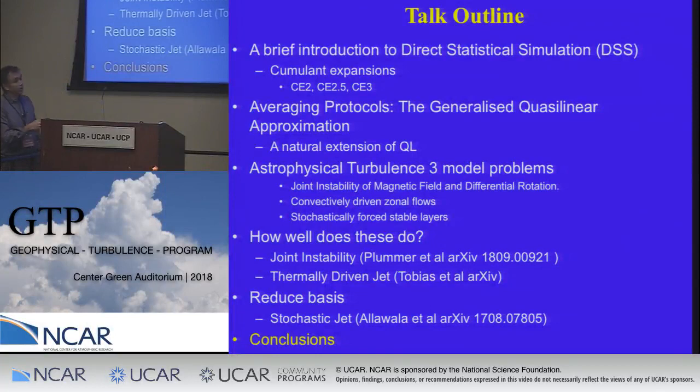I'm then going to try and apply these approximations to probably only one model problem, but I've got three lined up, one of which is the joint instability of magnetic field and differential rotation that Masumi is about to talk about. So if nothing else, you'll get a nice introduction to Masumi's talk. I'm going to talk about two other situations. One is convectively driven flows, and then perhaps a little bit about stochastically forced stable layers. Okay.